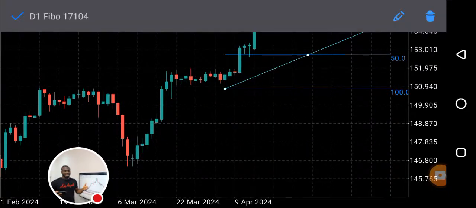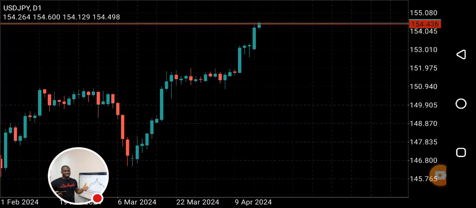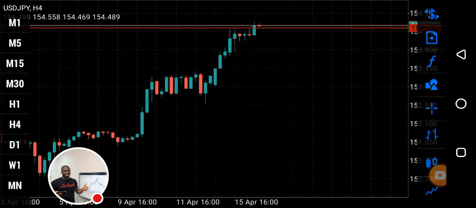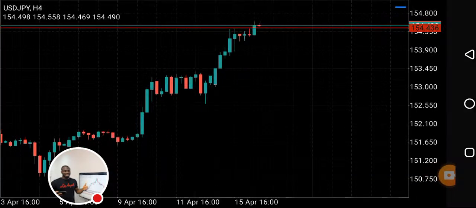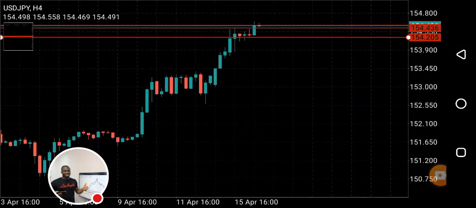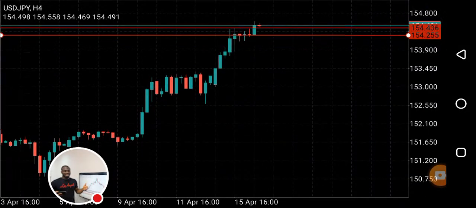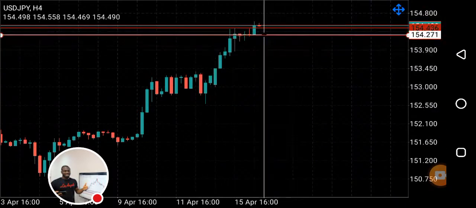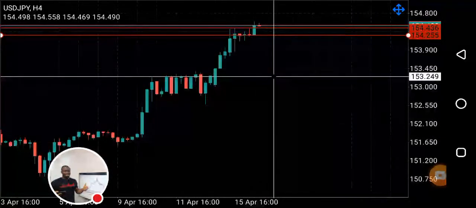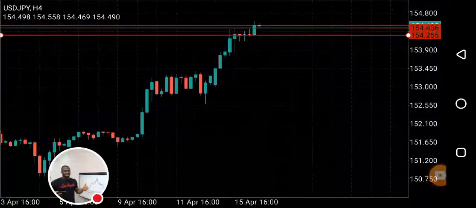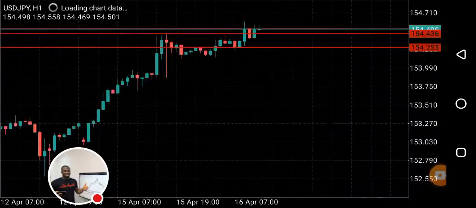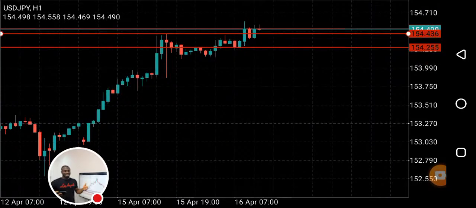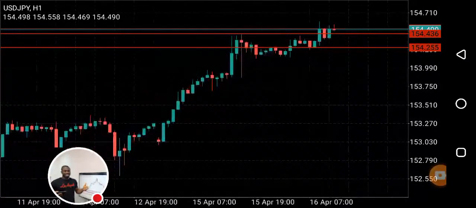You should be considering trading the pullback. So wait for a bearish reversal pattern to form on the 4 hour or 1 hour time frame. You should wait for this support to be broken before you consider selling USD JPY. But let's see what we have on 1 hour. On 1 hour, we have to wait for the support to be broken before we sell USD JPY.